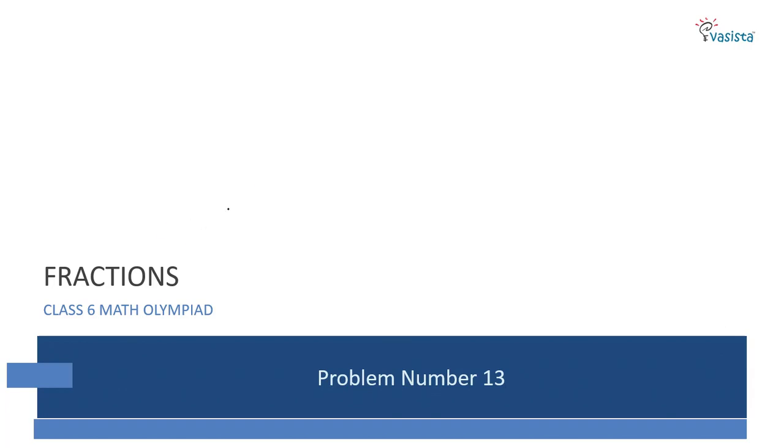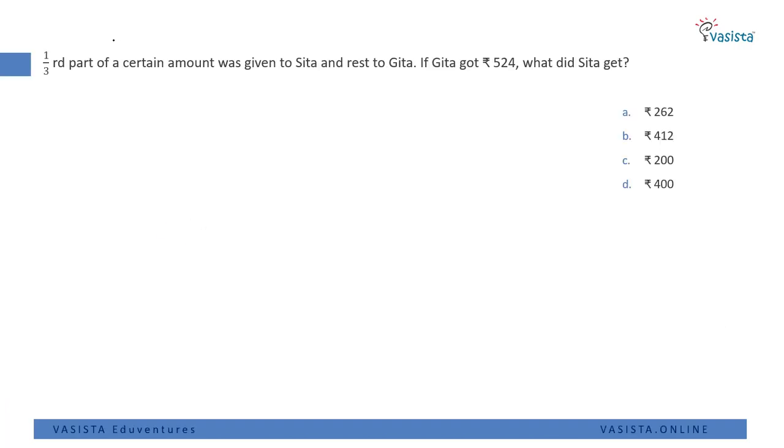Fine, let me go with the 13th problem here. 1/3 a part of a certain amount was given to Sita and the rest to Gita. If Gita got 524, what did Sita get? Right, let us check out here.